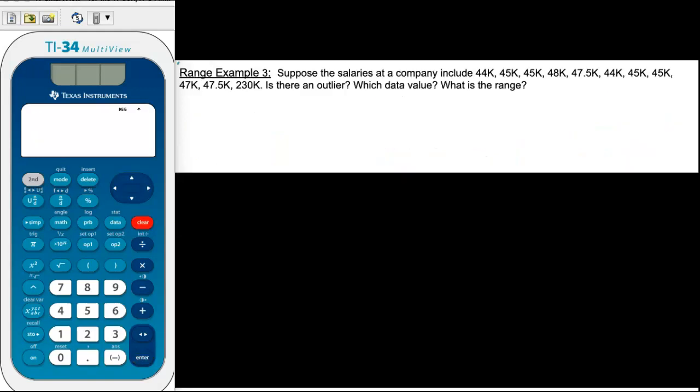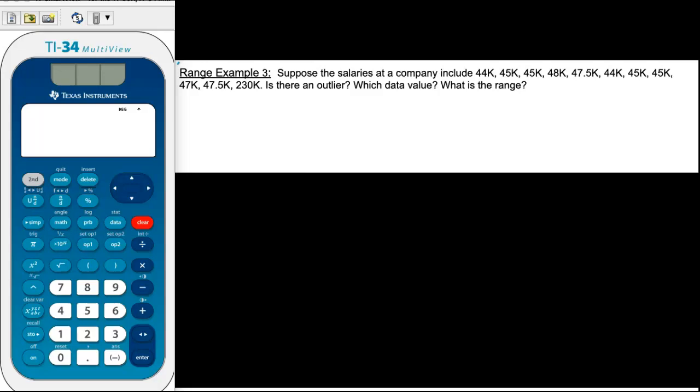So one last example with range. Suppose we have the following salaries at a company. Is there an outlier? And then which data value, and then what is the range? So for the outlier, you want to look at the data values and ask yourself, are there any salaries that look like they're not typical? They're outside of what I see here.